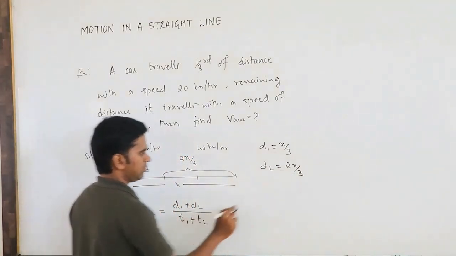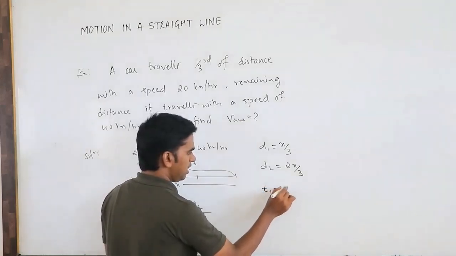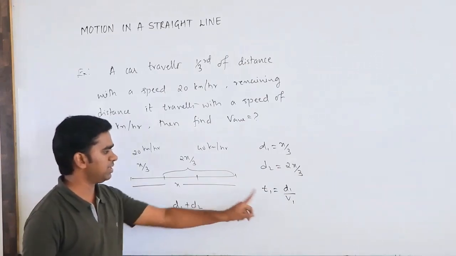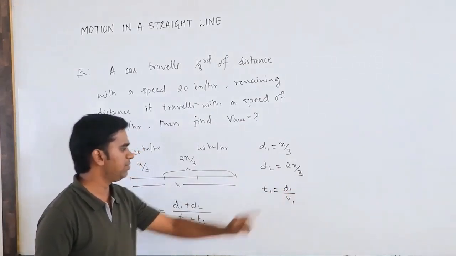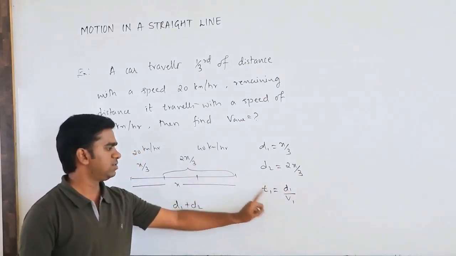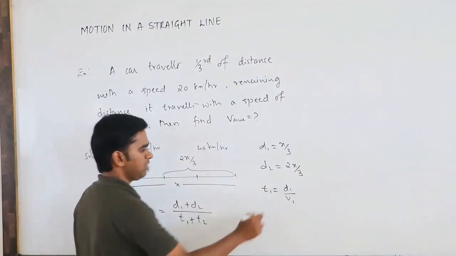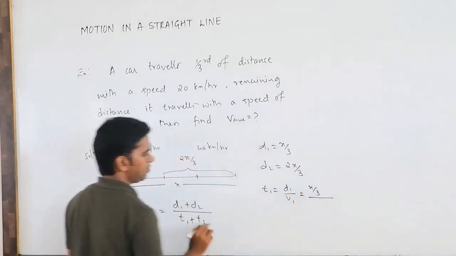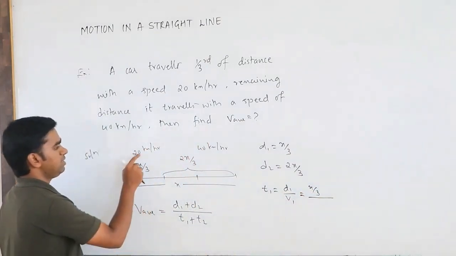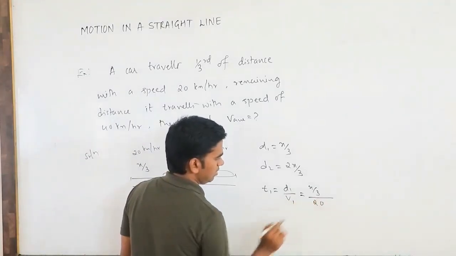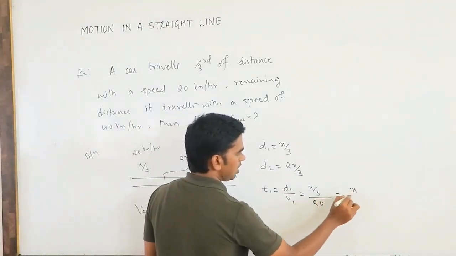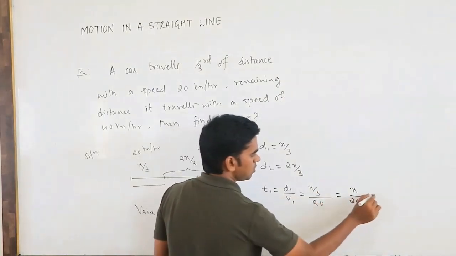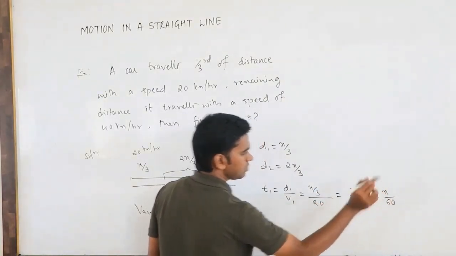Then what is T1? Can you write it as D1 by V1? Try to understand this problem properly. Because V is D by T, so T equals D by V. D1 is x by 3, whole divided by V1, which is 20. So this becomes x divided by 20 into 3. The 3 comes in the denominator, so total is x divided by 60.